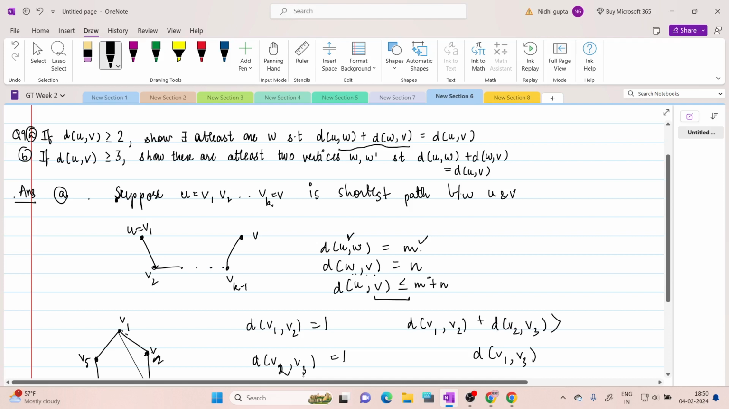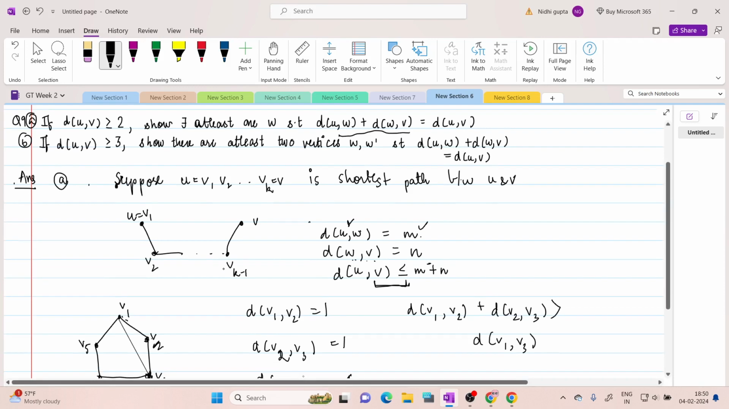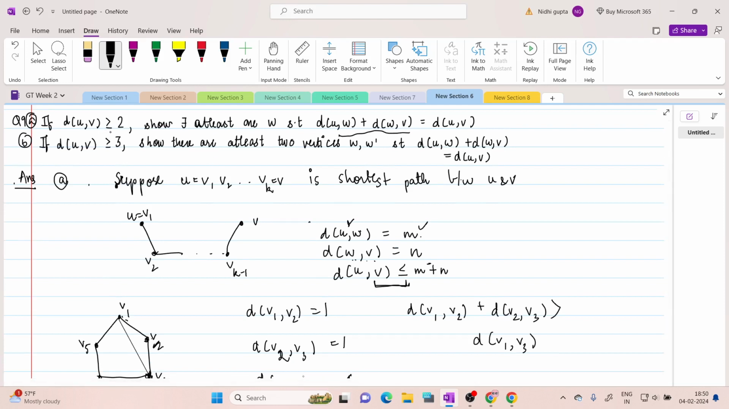In this question, this inequality always holds, but the question says we have to show that for one vertex this equality also holds. Does everyone understand what the question is saying? Actually, this question is not clear. My understanding is that if the minimum distance between any two vertices is greater than or equal to 2, then there would definitely exist a common neighbor.